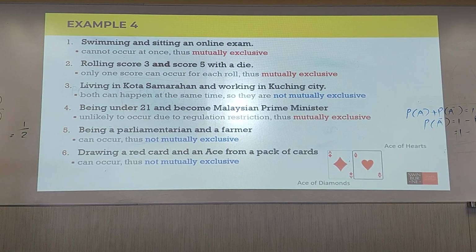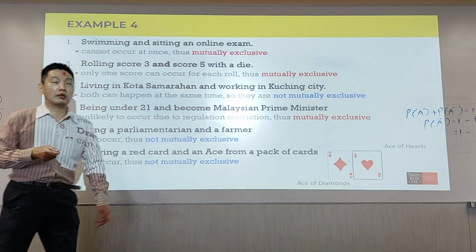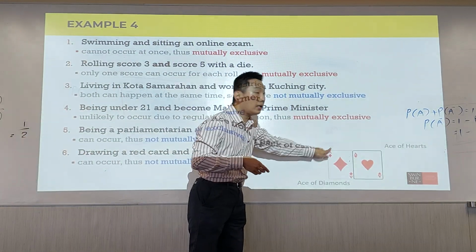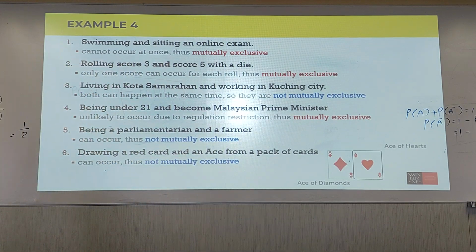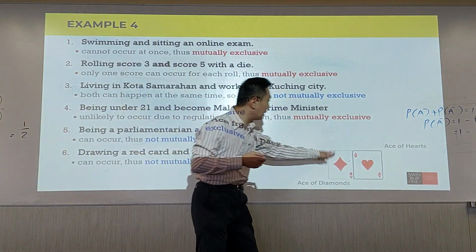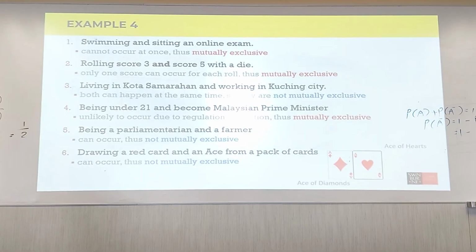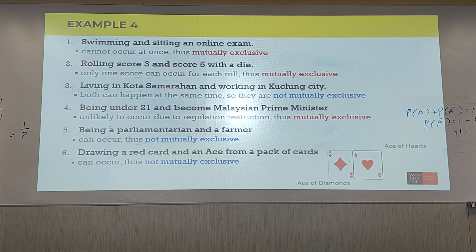Last one: drawing a red card and that card is an ace from a pack of cards. Can these two happen at the same time? A card which is a red card and an ace. For example, the ace of hearts or the ace of diamonds. Both are red in color and showing an ace also, right? So it is possible. So these two events are not mutually exclusive. Next.